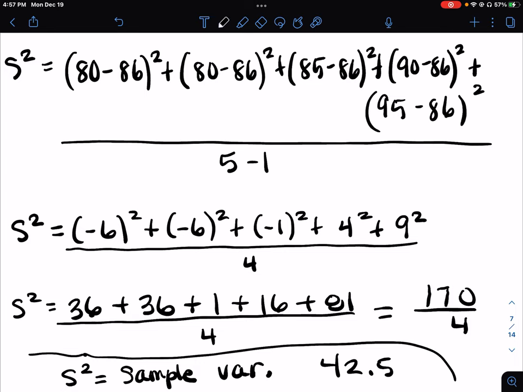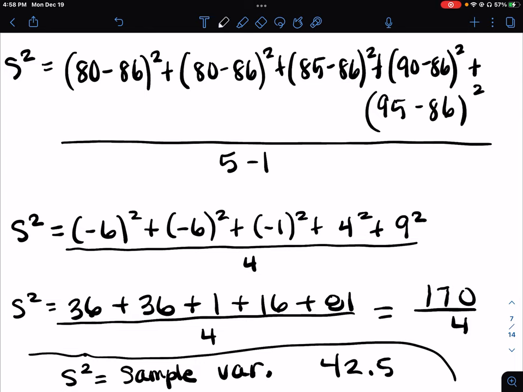Okay, square means that number times itself. A negative 6 times a negative 6 is positive 36. Negative 1 times negative 1 is positive 1. 4 times 4 is 16. 9 times 9 is 81.